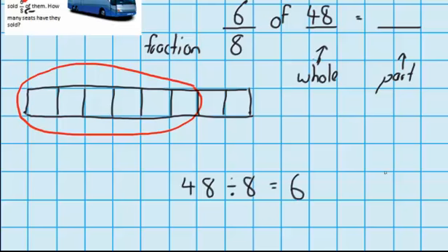Now my numerator tells me that they've only sold 6 of those sections. And again, you can see that on my diagram. It's the area that I've drawn a red circle around. So 6 of those groups, and there's 6 seats in each group, which means in total they've sold 36 seats, or 6/8 of 48 is 36.